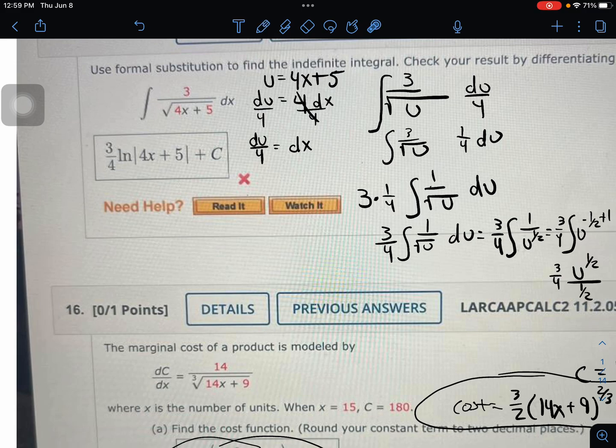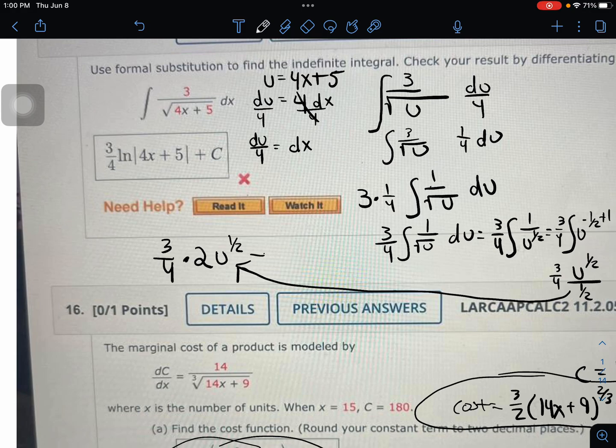Okay, that's the power property of integration. Add 1 to the exponent. Negative 1/2 plus 1 is positive 1/2. And then divide by the new exponent. But when you divide by 1/2, it's the same as multiplying by this flipped. 1/2 flipped is 2. So dividing by 1/2 is the same as multiplying by 2. So I'm going to go ahead and carry that out over here. I have 3/4 in the front times, and just like I said, if you divide by 1/2, it's the same as multiplying by 2, and u to the 1/2.